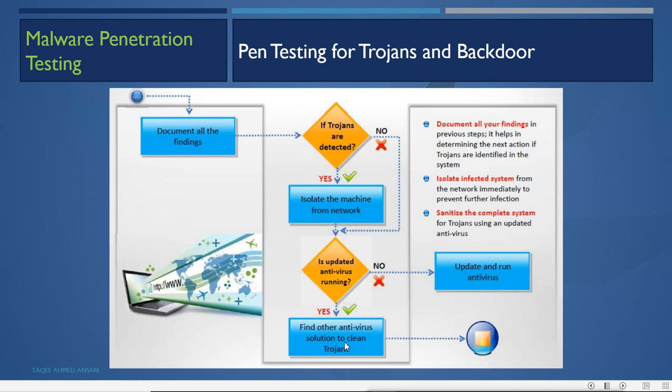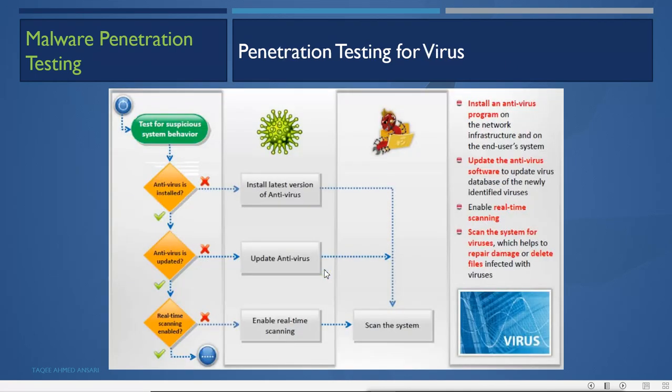For viruses, again use the antivirus and test for suspicious system behavior. First, check whether the antivirus is installed. If it is not installed, install the antivirus and scan the system. If the antivirus is installed, check whether the update is there or not. If it is updated, then okay. If it is not updated, update the antivirus and then scan the system. Then enable real-time scanning and scan with it.